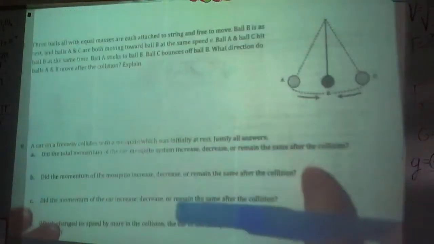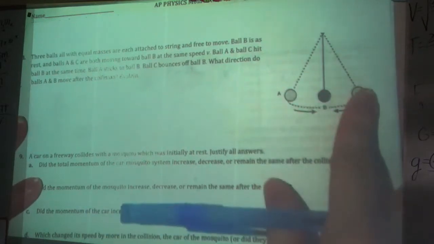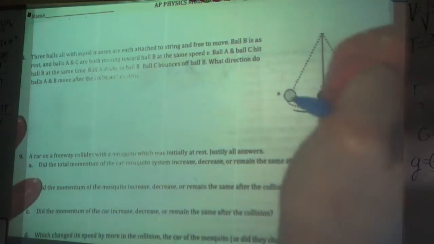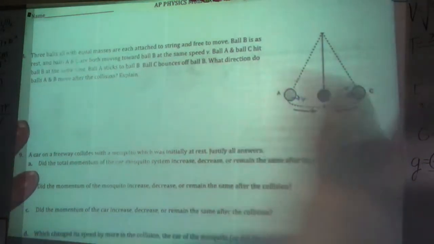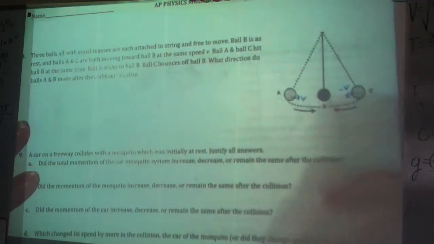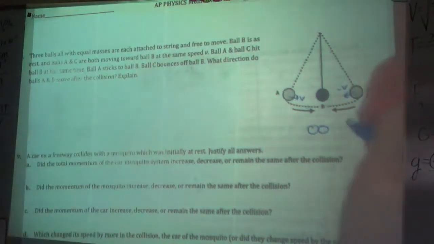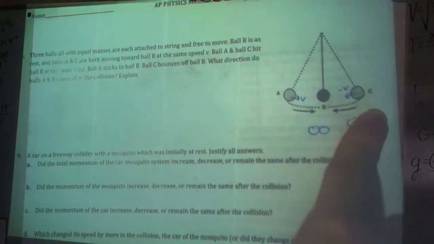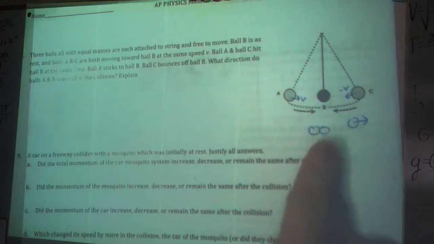It says, we have 3 balls, all with equal mass. They're all attached to a string and free to move. B is at rest, and then A and C are both moving towards ball B with the same speed, V. So going at V and negative V. Balls A and C hit ball B at the exact same time, but what's different is that A and B stick together, whereas C bounces off and goes back the other way. And we want to know that these two that are now stuck together, which direction do they move?